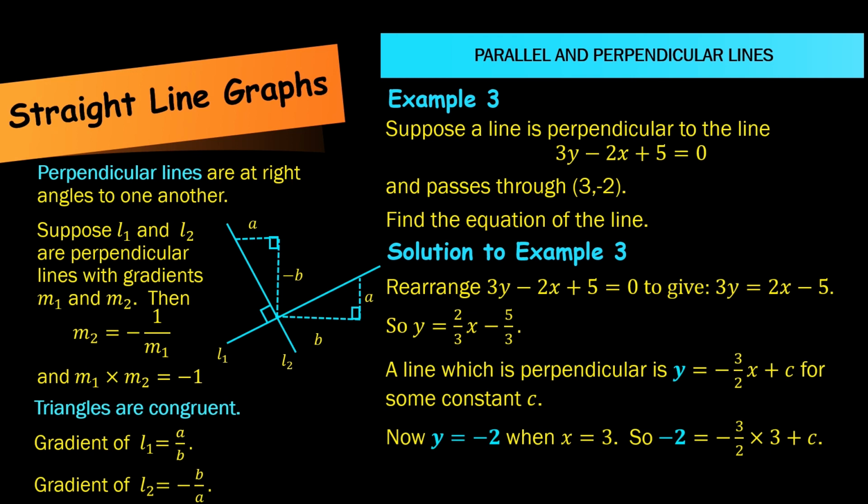However, we know that the point (3, minus 2) passes through this line. So let's input y equals minus 2 and x equals 3 into our new equation to give minus 2 equals minus 3 over 2 times 3 for x equals 3 plus c. And therefore we can rearrange this to solve for c.